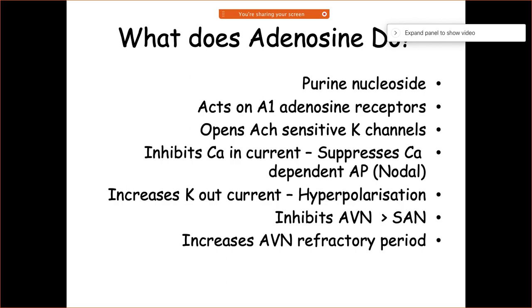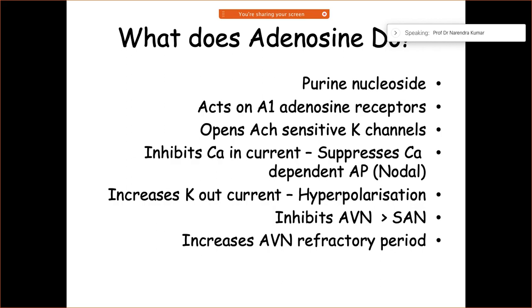So the main question that remains is what does it do? Yeah. So what does this drug do actually? Why are we so much bothered about this drug? So I had already said about the mechanism, right? It works on the A1 adenosine receptors, opening the ACh-sensitive potassium channels, inhibiting the calcium current, in fact, and that's how it suppresses the calcium dependent action potential.